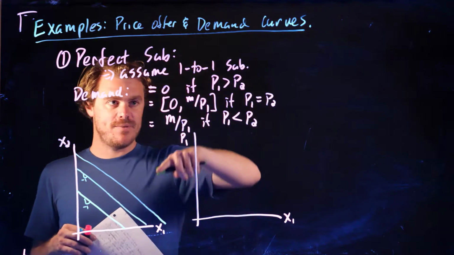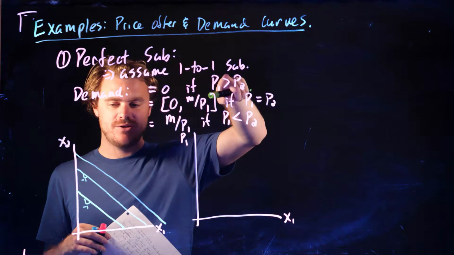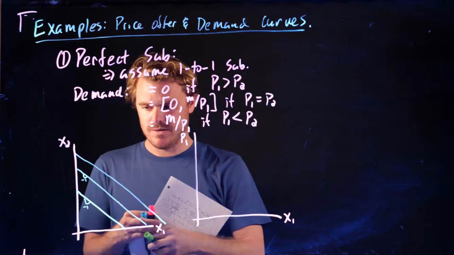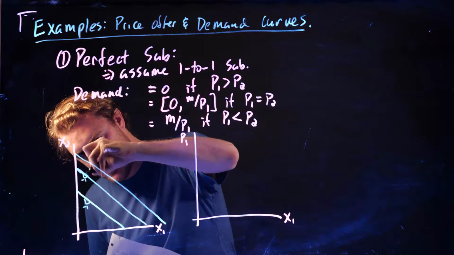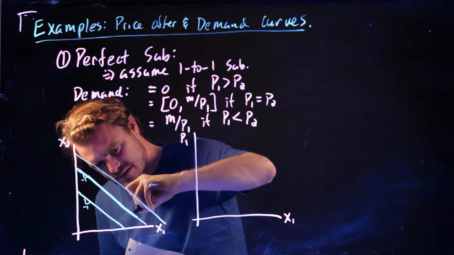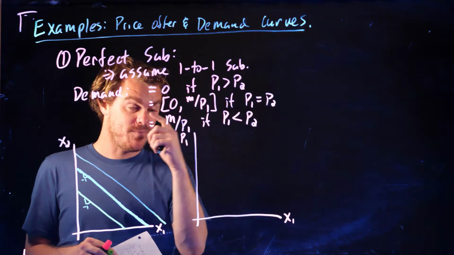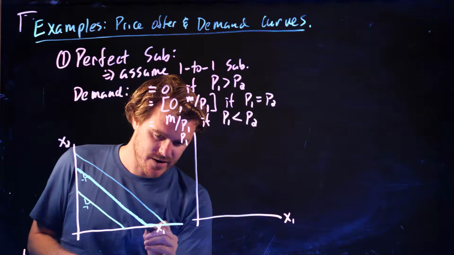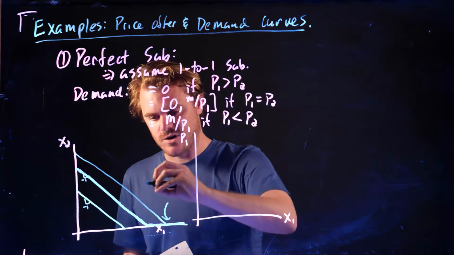And so if the price of good 1 is more than good 2, then they're not going to have any of them, right? But then if the price is equal, what's going to happen is that we're going to consume anywhere along, for instance, this line, or if the price is less than, anywhere along there. So this is what our price offer curve looks like.